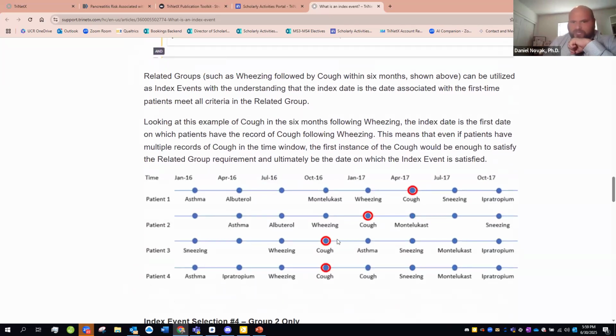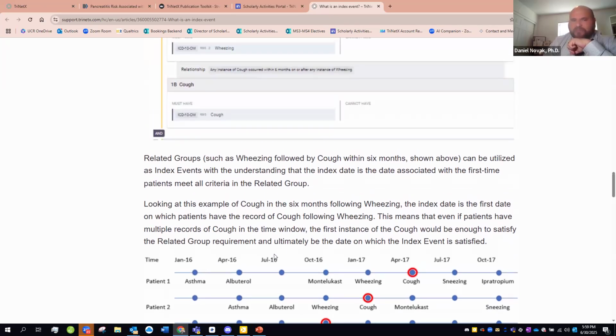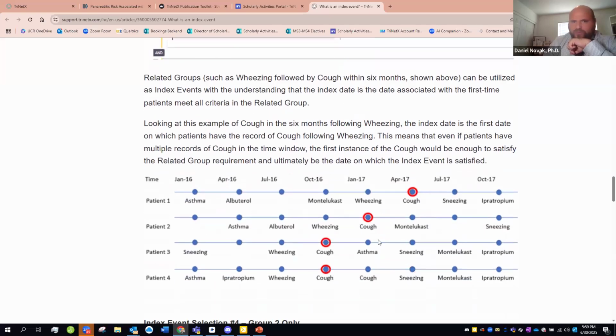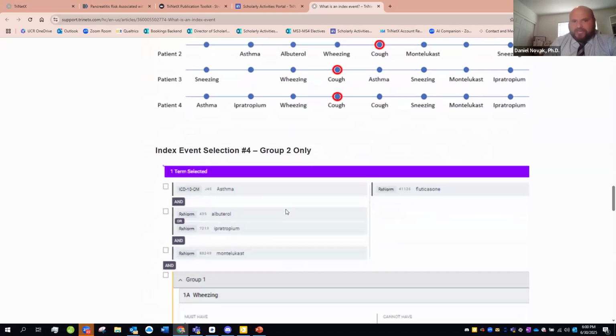So you can see there are other people in here who had other kinds of constellations of conditions, but only the people with wheezing and then within 6 months of that cough. So this person had wheezing and then cough, this person had wheezing and then cough, this person had wheezing and then cough, and this person had wheezing and then cough. So those people are all included in that study.